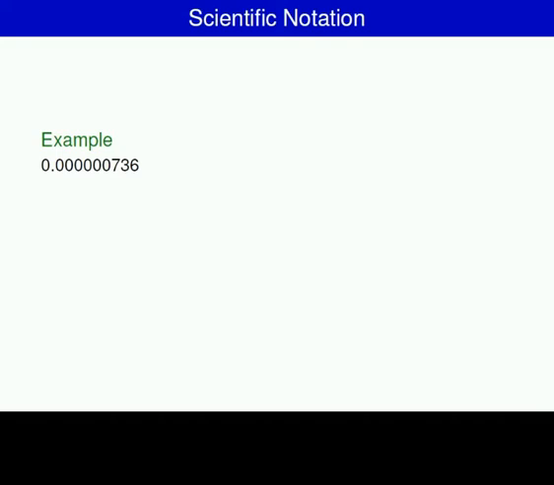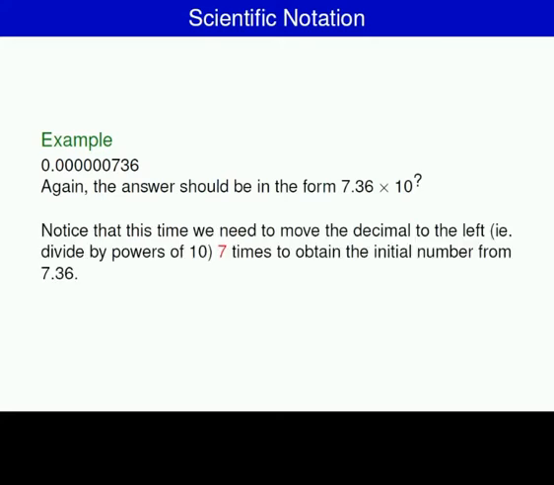Let's look at another example. We have a decimal followed by a bunch of zeros, then the significant digits 736. So the form this should look like in scientific notation is 7.36 times 10 to the appropriate power. So 7.36 times 10 to some power. If you notice the original number, we need to keep dividing the 7.36 to get to that smaller number, 0.00000736. So it looks like we have to divide 7.36 by 7 powers of 10. So the number will look like this: 7.36 times 10 to the minus 7.